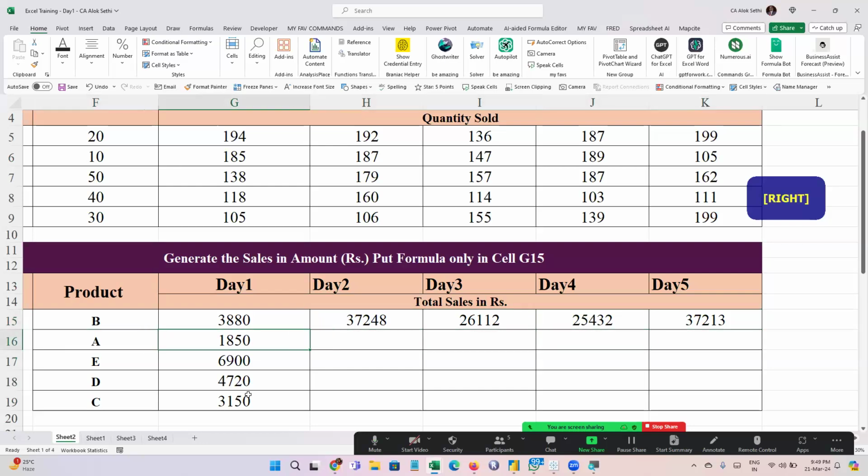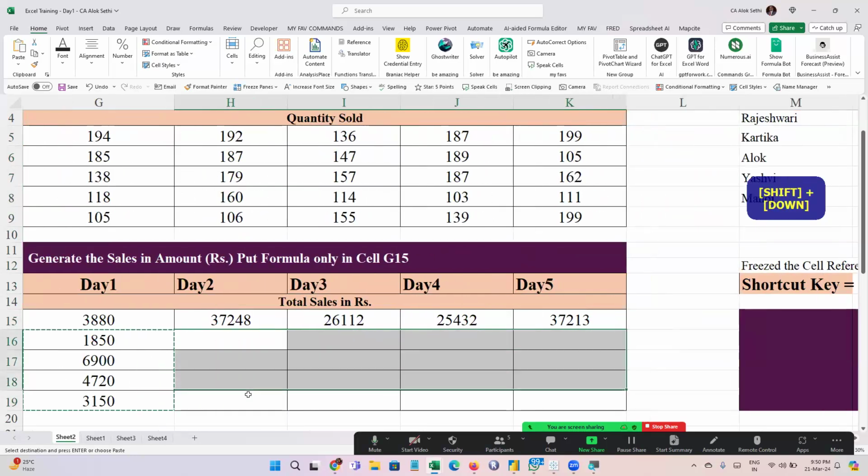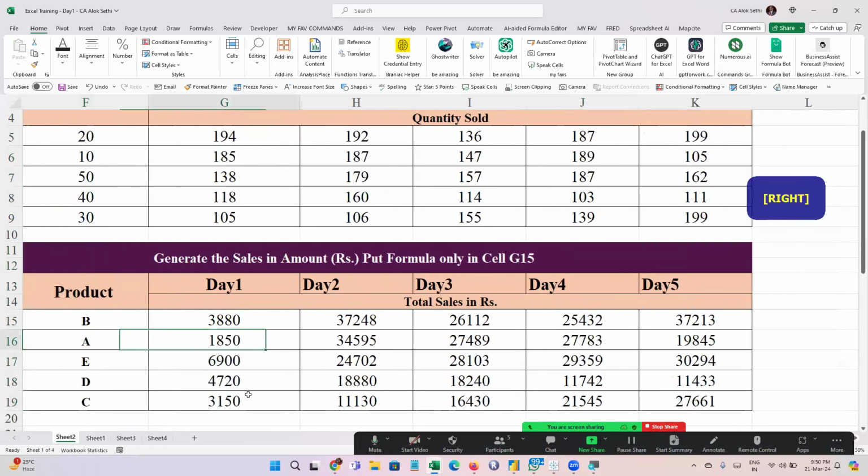Because when we are going down, it is also changing the reference, but the reference is moving in the same direction. For each product, I have a different price and a different quantity, so they are moving parallelly. That is why I'm getting the right answer. But if I copy paste this here, I will not get the right answers. Are you all agreeing with me? Yes, because of the same problem which I explained.